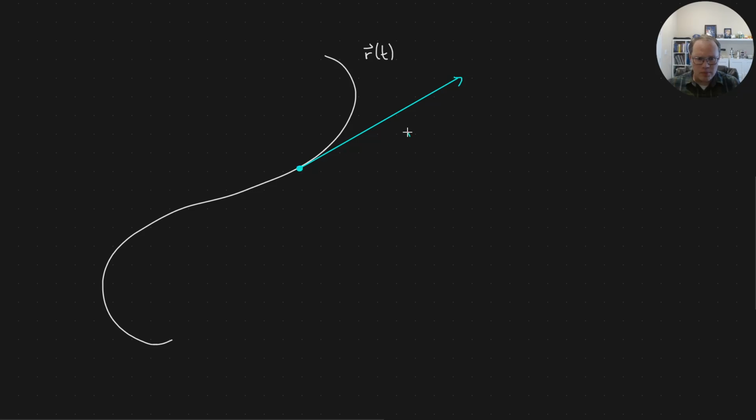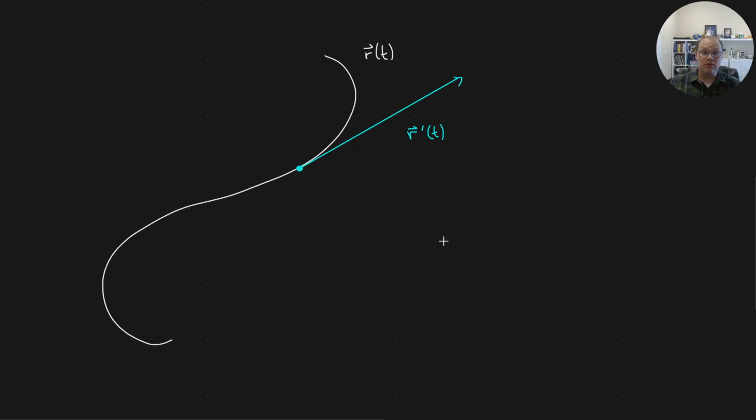A tangent vector at a point is r prime of t. It's not necessarily a unit vector, but it is tangent to the curve. Now let's think about the second derivative. What's the second derivative tell us?